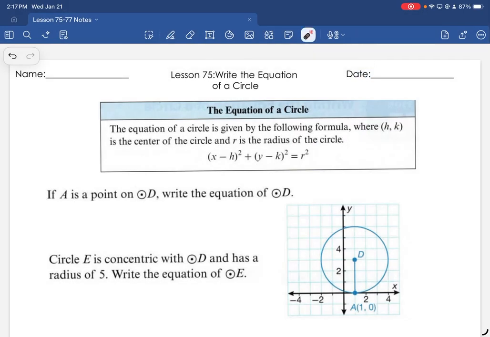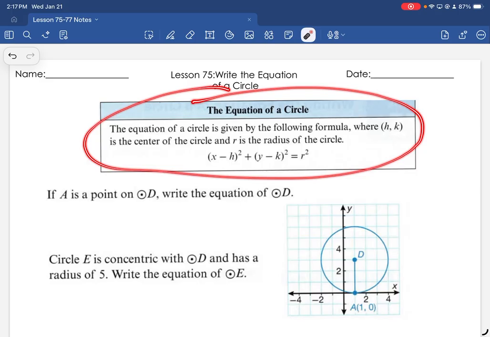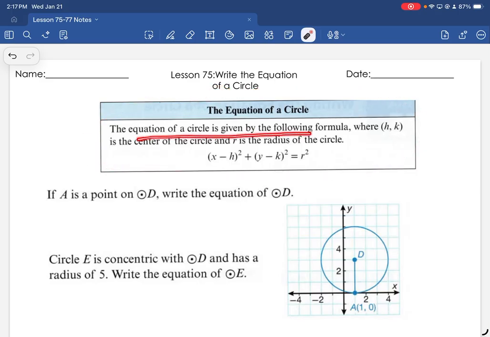Okay, we are going over lesson 75, how to write the equation of a circle. This is what I want you to look at first of all. The equation of a circle is given by the following formula, so this right here, where (h, k) is the center of the circle and r is the radius of the circle. This will make sense here in a minute whenever we go over it together.